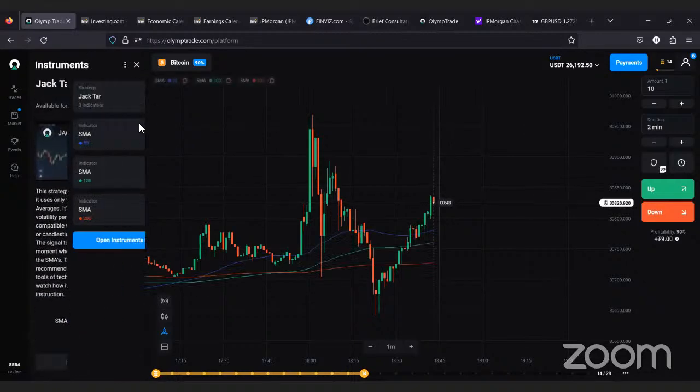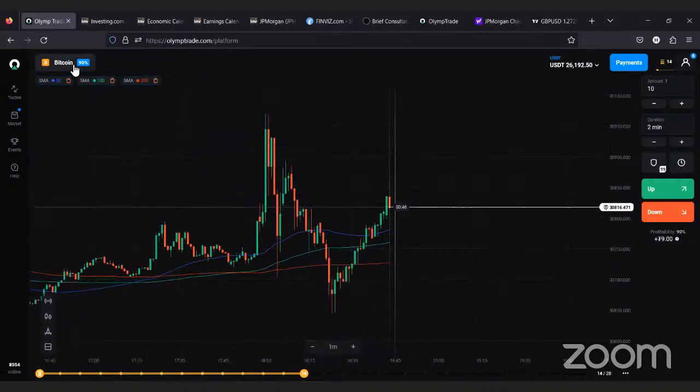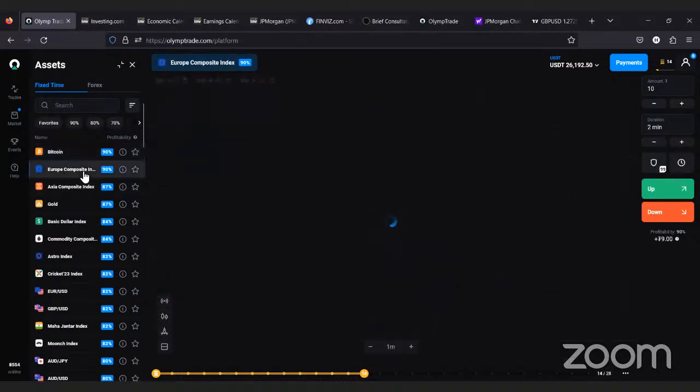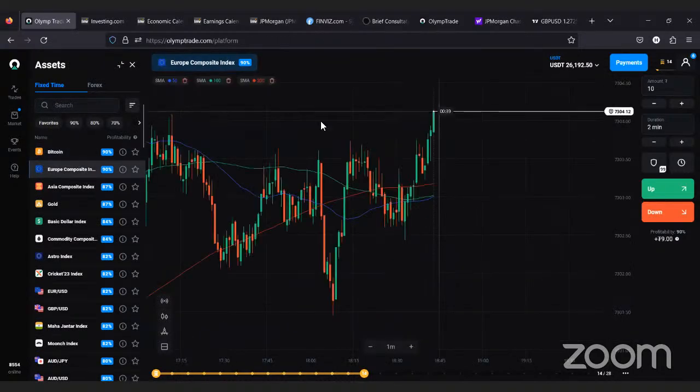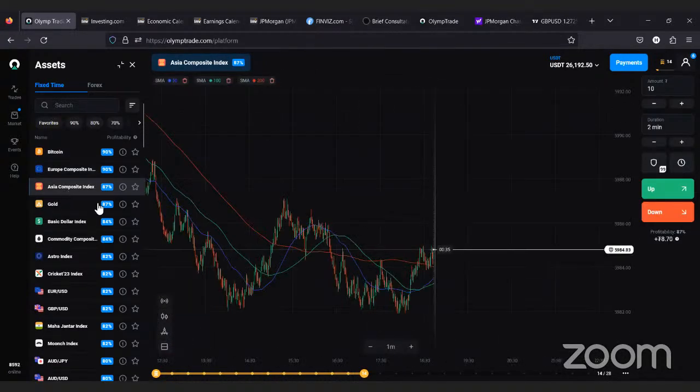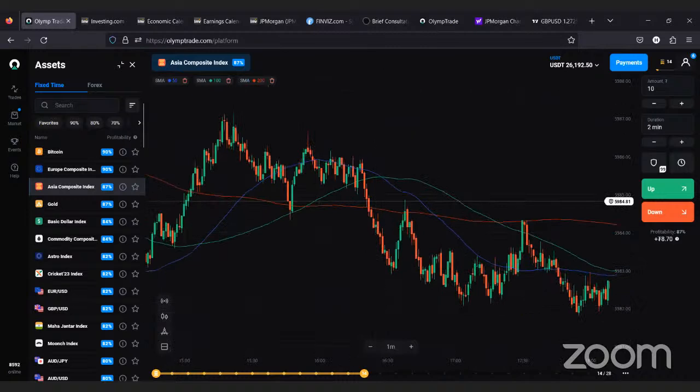So here is the Jectar. We just put it over here. The Jectar is already set on my account, as you see. Now, what is the SMA? How is this strategy working, and what are the key things of this strategy? What exactly is the SMA? We will discuss now.